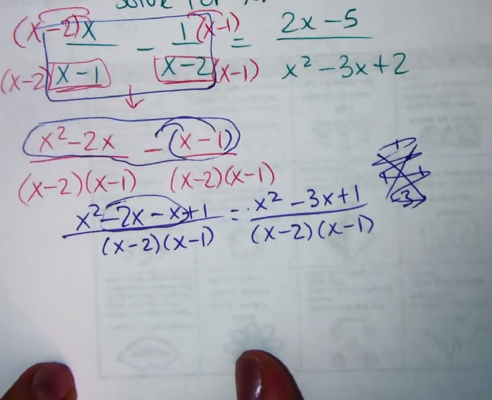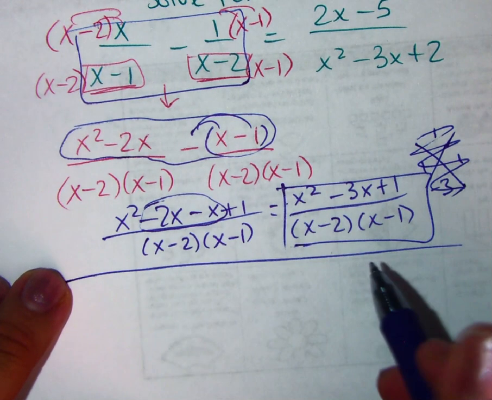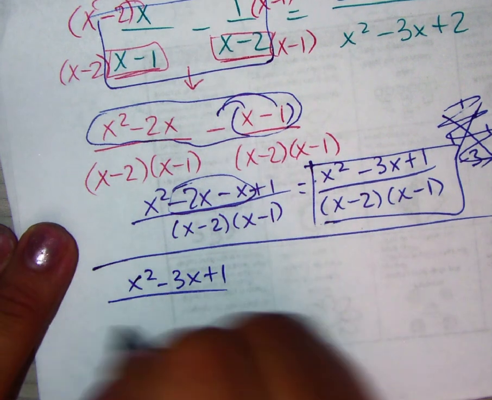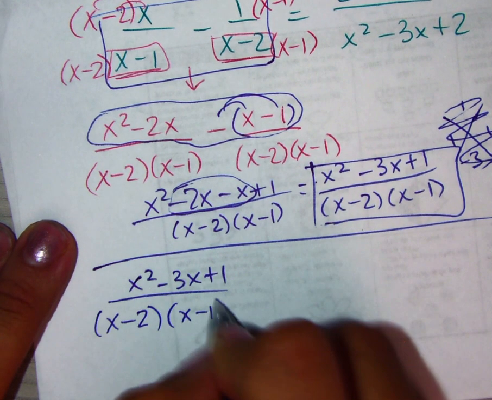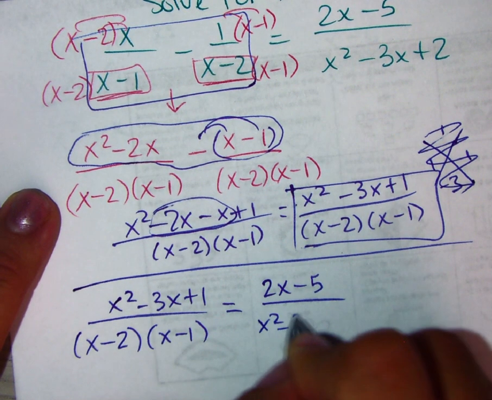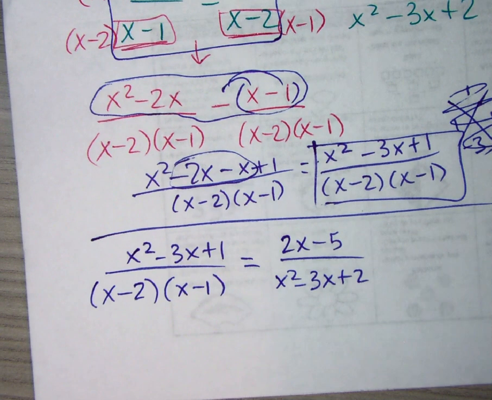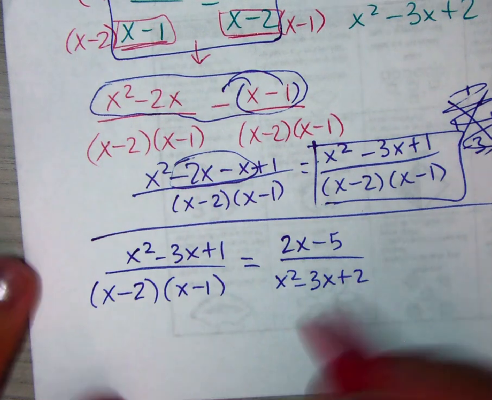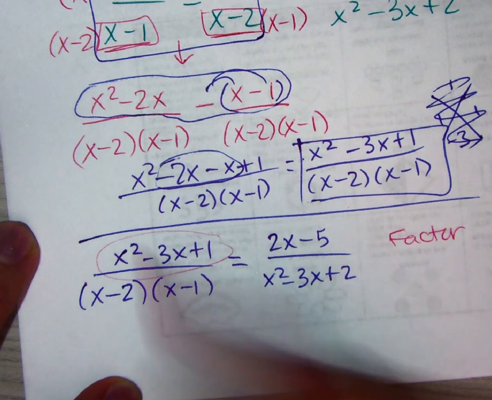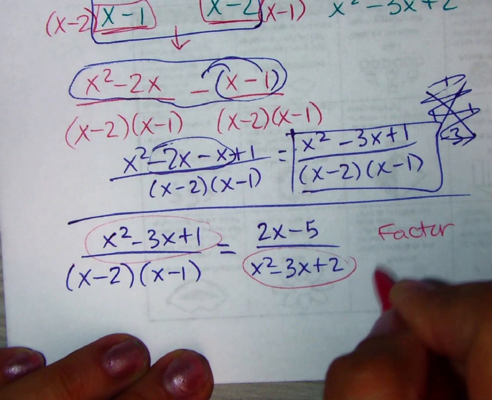What we're going to do next is write your equation out. So this is the fraction of this left side: x squared minus 3x plus 1 over x minus 2, x minus 1 equals 2x minus 5 over x squared minus 3x plus 2. So on this one, we want to cross multiply. We'll actually factor first. And we already saw that this didn't factor. And then this one, we had to double check if it can be factored.